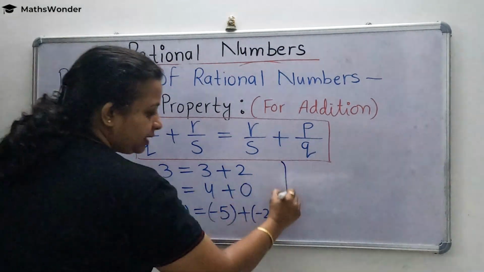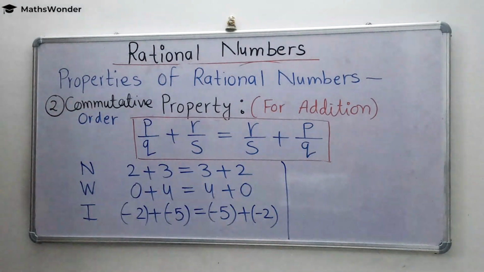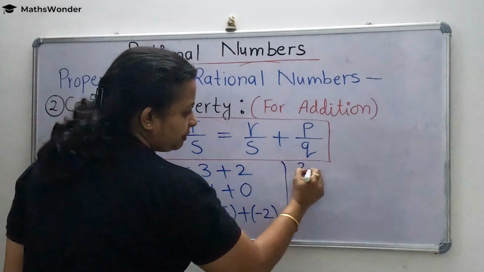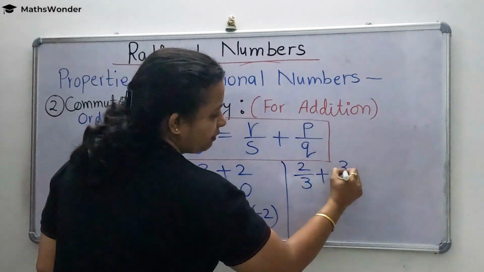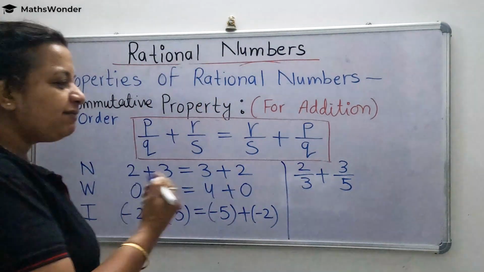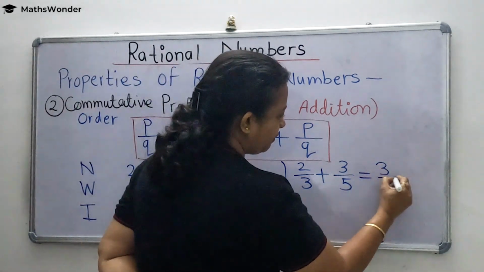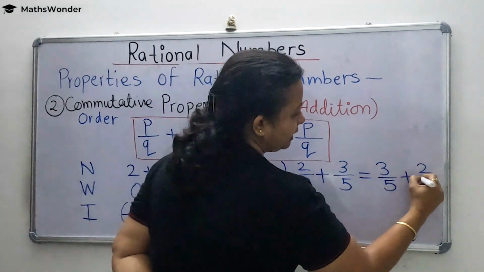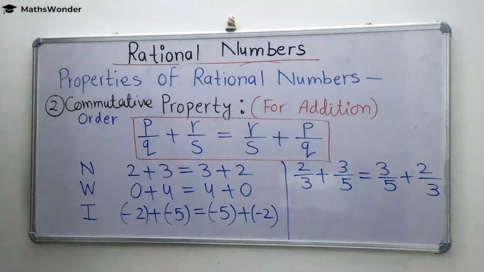Now come to the rational number property. If we take any number, 2 over 3, first I am taking the positive one, okay, and 3 over 5. Now check, what is the answer of this? And if you change the order, 3 over 5 and 2 over 3, will you get the same answer on both sides? Check.